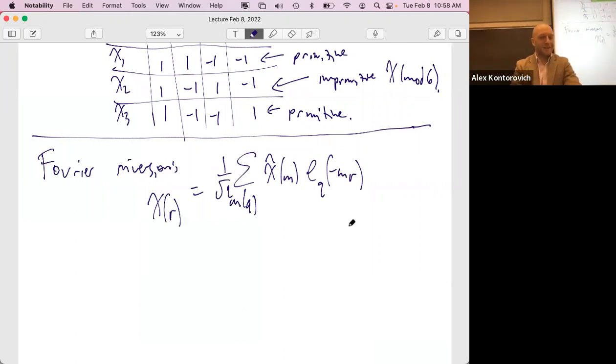It's true for any function on Z mod Q, but we actually know more about what this is. This is 1 over root Q, a sum over M. I know what this is. This we just showed. So first of all, it's 0.